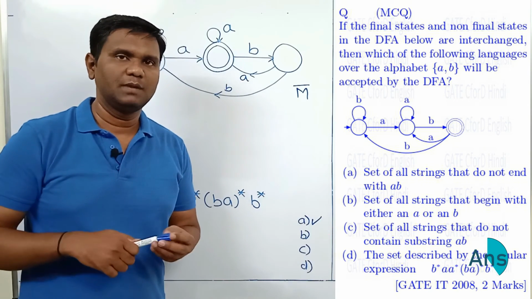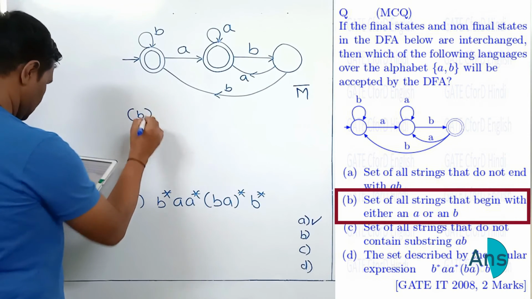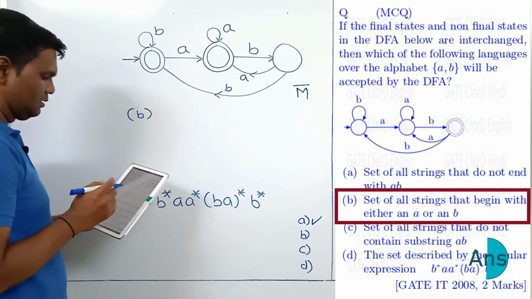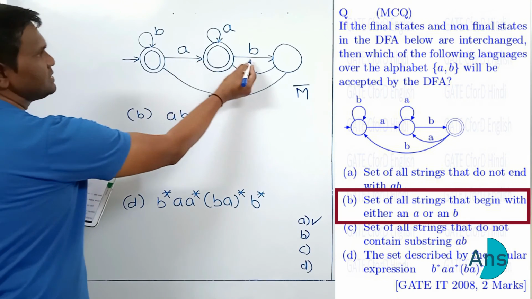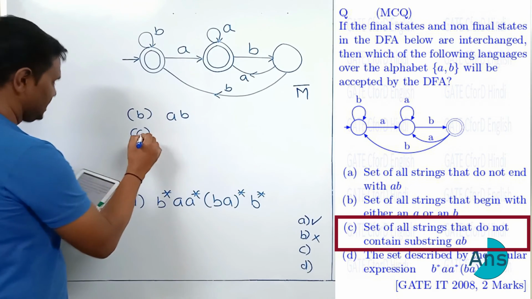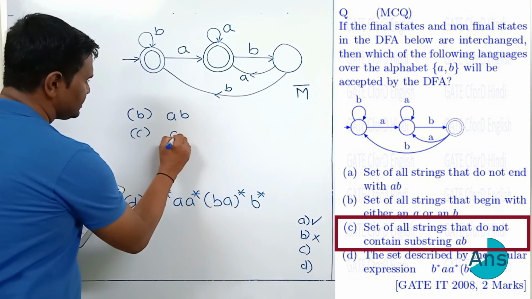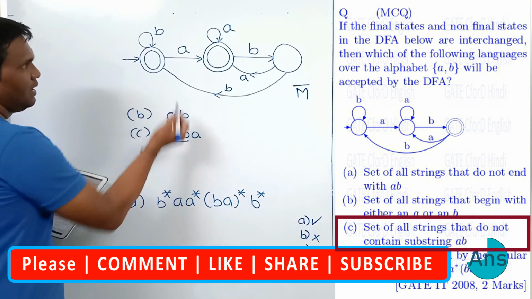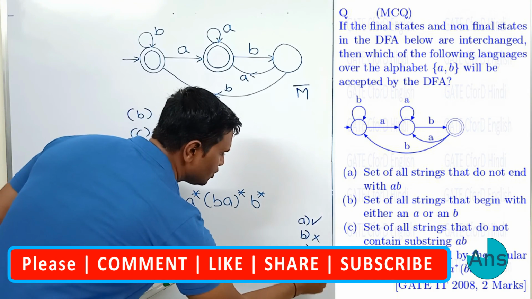We will also disprove the remaining options. Option B, the set of all strings that begin with A or B. If we consider the string AB, this begins with A, but this string is rejected by the DFA. So option B is not correct. If we consider option C, the set of all strings that do not contain substring AB. If we consider the string ABA, it contains substring AB and it is accepted by the DFA. So option C is also not correct.